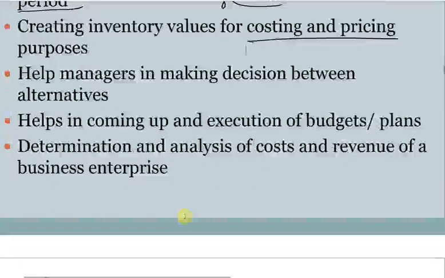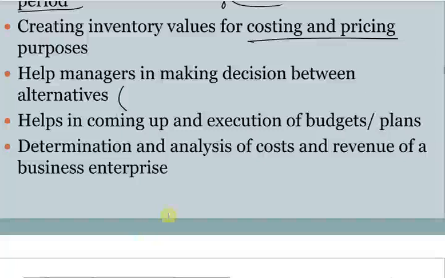Helping management in making decisions between alternatives. We'll look at the chapter of decision making. So you'll be there as a manager choosing between alternatives. Which alternative should I pick? So management accounting is very important for us as managers, right? To make informed decisions of which is the best alternative.